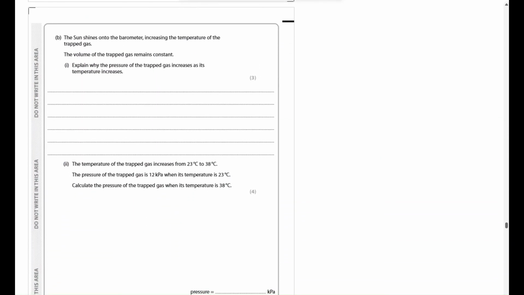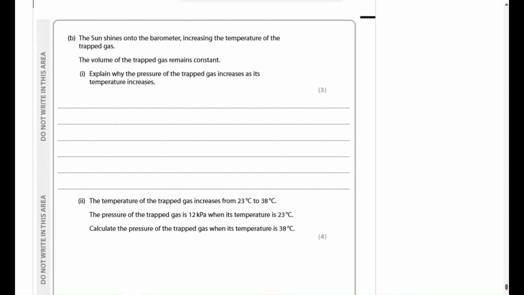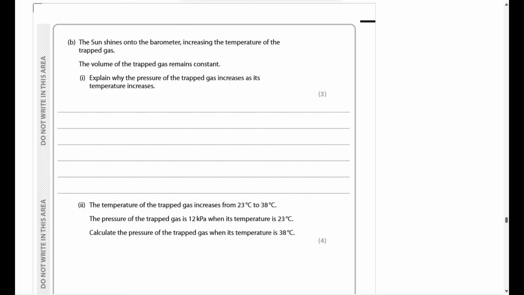Okay, then it goes into a bit of a gases question. So if it heats up from the sun, what's that going to do to the particles? Well, temperature is all about how fast the particles are moving. So the speed of the particles is going to increase as they get hotter. Okay, so the speed of particles goes up.